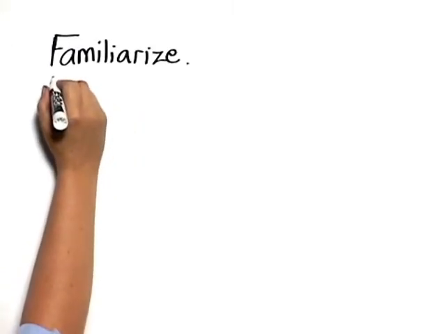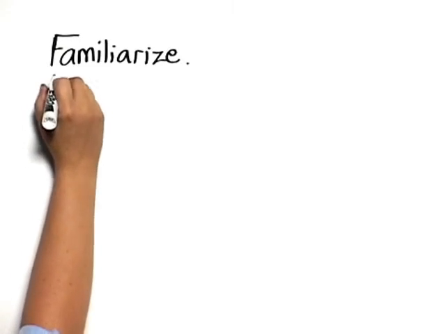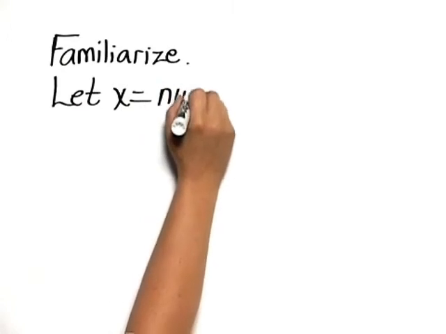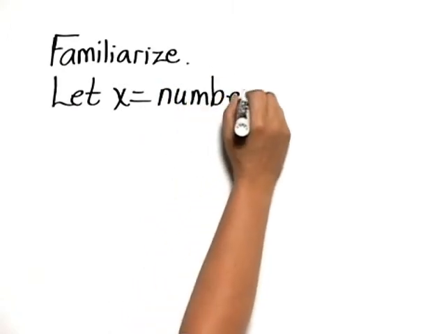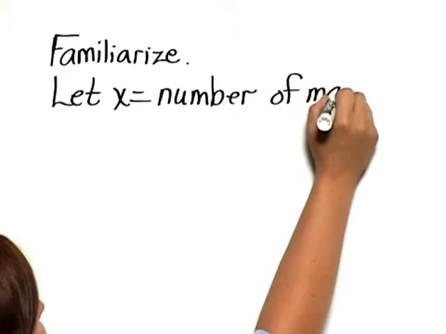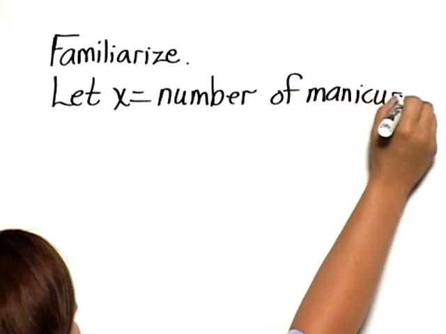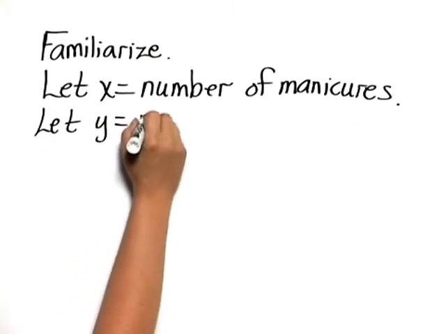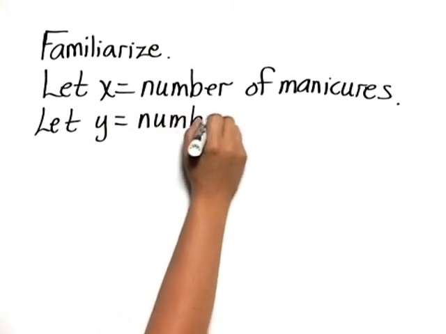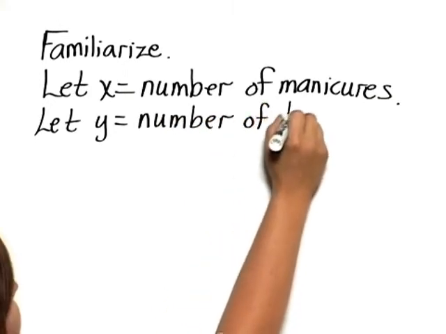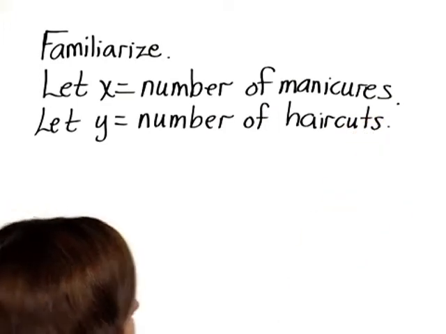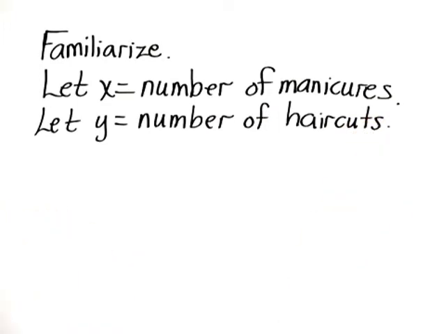We will have the number of manicures, we'll let that be X, the number of manicures that the salon would give, and we'll let Y be the number of haircuts. And this is an important step to not only determine what you should use, but also to write it down. Because at the end, we'll just have X and Y, and we'll have to know what they stand for. So first of all, determine what your variables are.